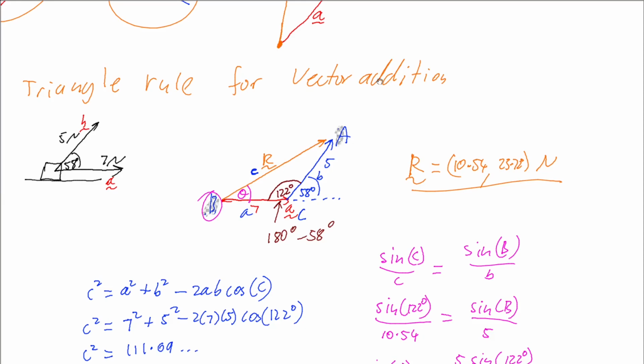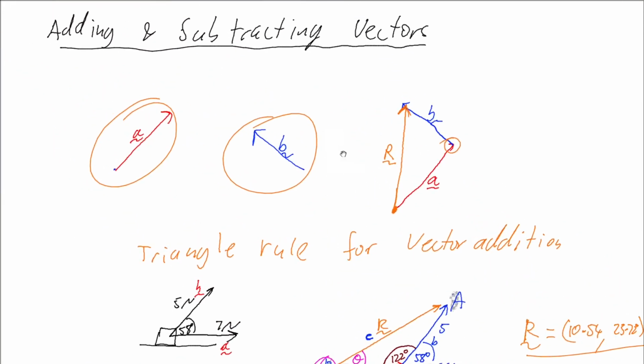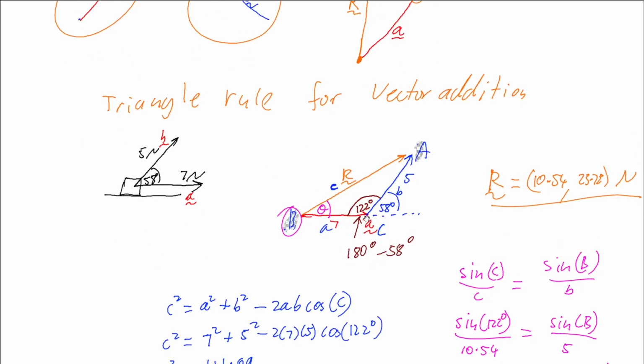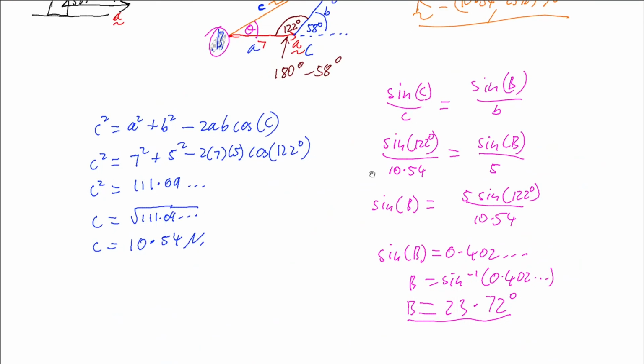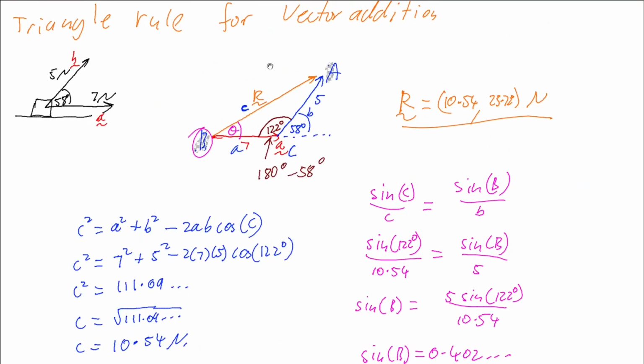So there we go. If you have to add vectors, we add them by putting them head to tail. So always head to tail. So we join tails to heads. So we form triangles, and then we can use our triangle maths to help us solve for magnitudes and angles of our resultant vector.